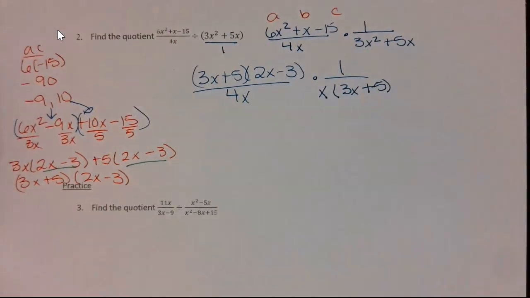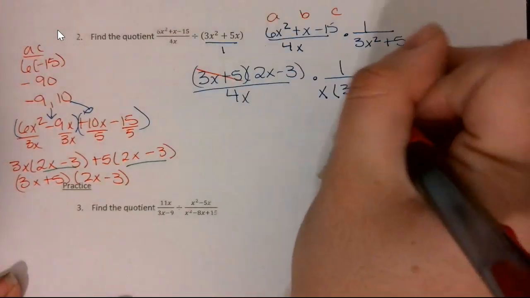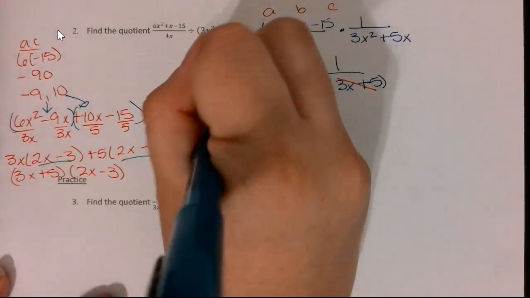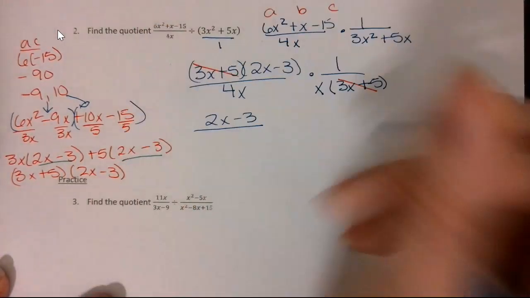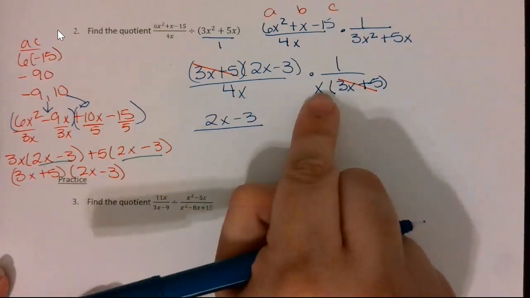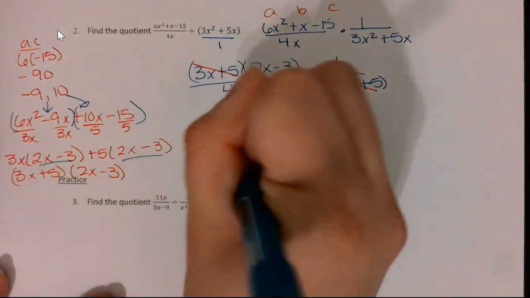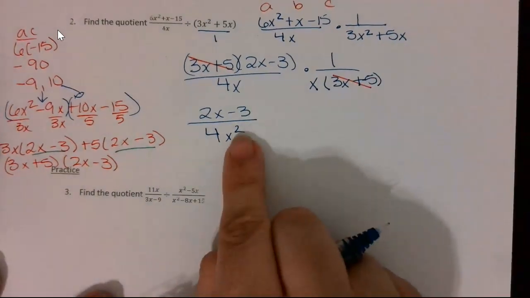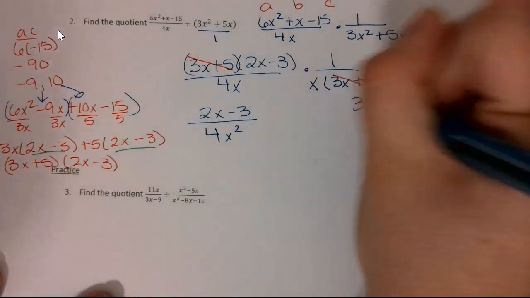Okay, so I look for things I can cancel out. In this case, it's just the 3x plus 5. So I want to go ahead and rewrite it. I end up with 2x minus 3 on the top. On the bottom, I'm going to multiply the x's, so it's going to turn into 4x squared. Then, because I canceled something out with an x and I still have an x left over, I want to set it not equal to 0.